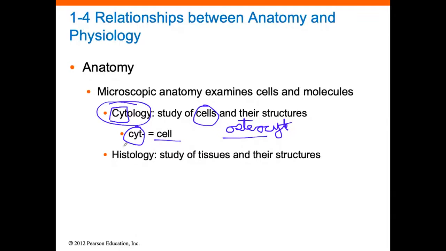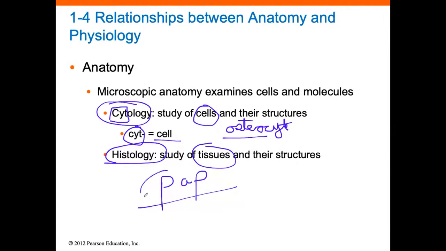When a bunch of cells come together, they form tissues. The study of tissues is histology. When women go to their gynecologist and they go for a pap smear, a pap, right? Pap is named after the Greek physician George Papanicolaou. So they took his Greek name, Papanicolaou, and they took pap.